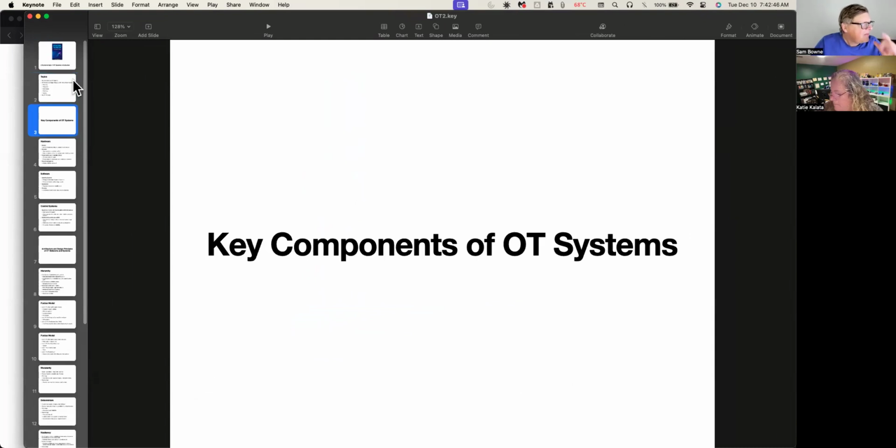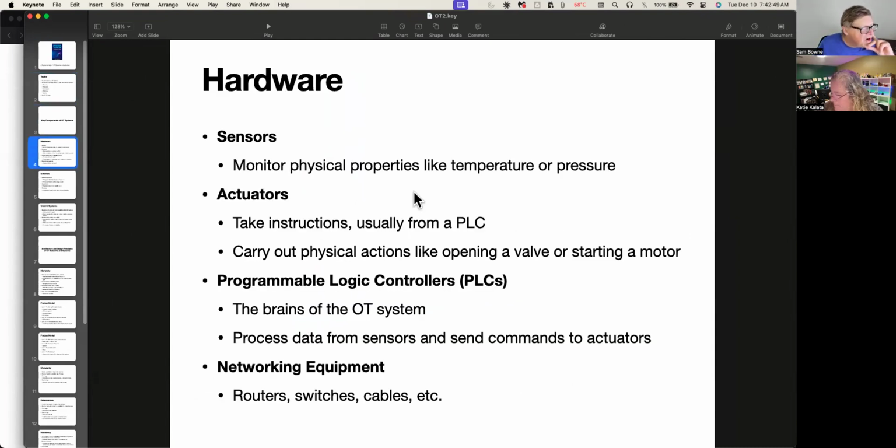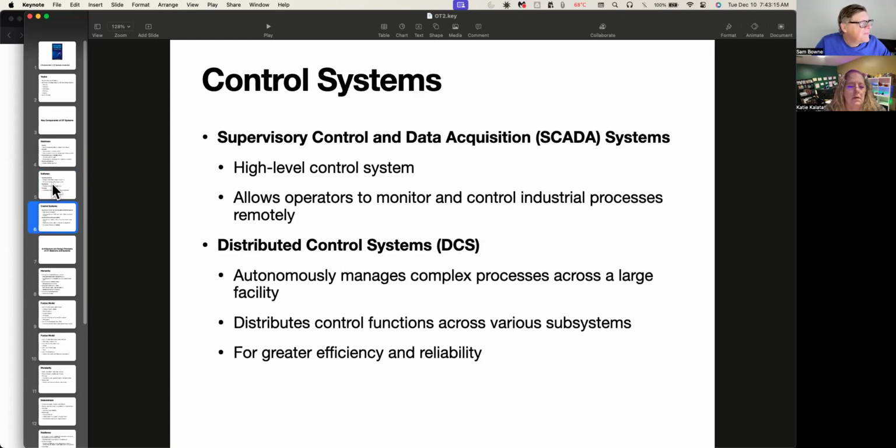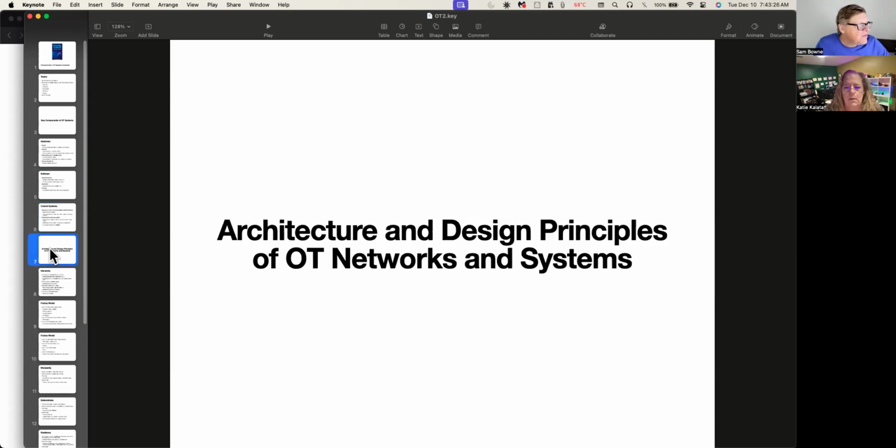So here are your key components. You have sensors that monitor things like temperature and pressure, actuators that carry out physical actions like opening a valve, PLCs, programmable logic controllers, that connect to the sensors and send commands back to the actuators, and then all the normal networking equipment above that, like routers, switches, cables, servers, and such. So you've got operating systems, applications, and firmware. And SCADA systems are the high-level control system. And then you have distributed control systems that can move across a large facility to distribute control functions, so they're not all controlled from just one place.